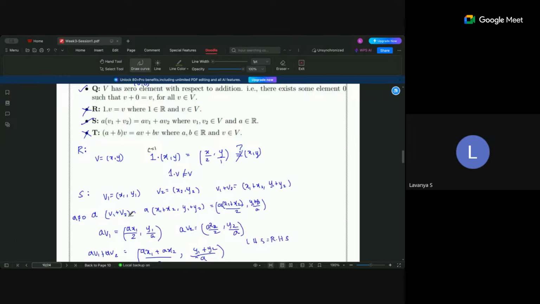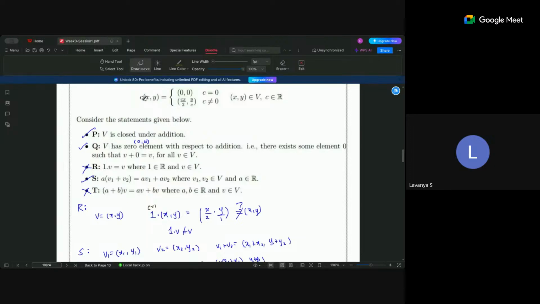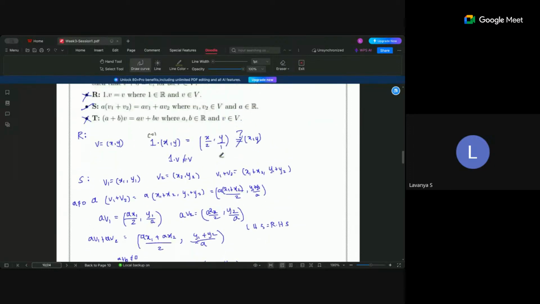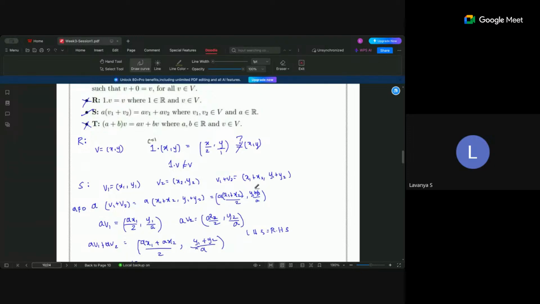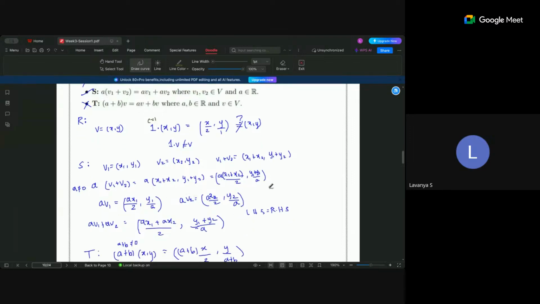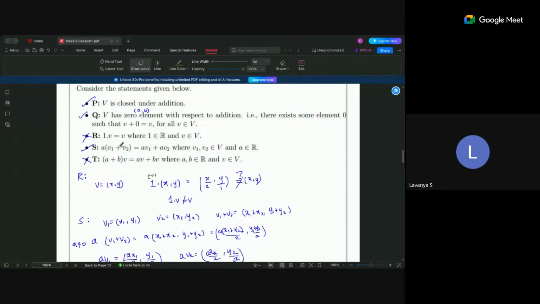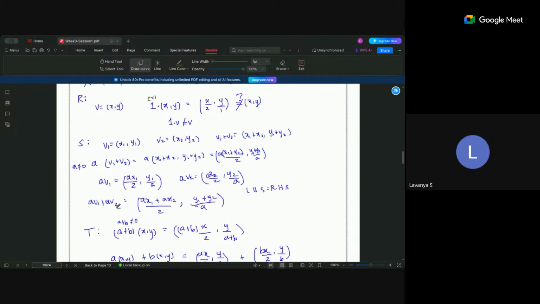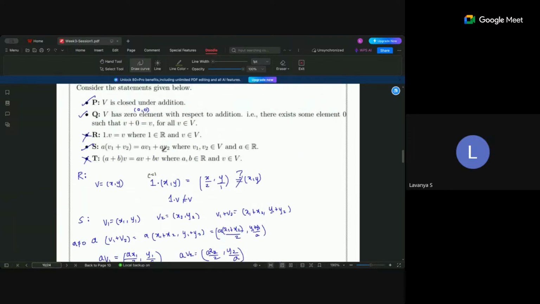That's all. See, v1 and v2 are two vectors like this. This is the sum of the vectors. Now, what is a times of this v1 plus v2? According to the definition, your a is nothing but your c. So in place of x, you have x1 plus x2, and in place of y, you have y1 plus y2, and in place of c, you have a. That is all. Same is happening for these two also. This is your LHS, a times of v1 plus v2, and your RHS is av1 plus av2. Both these expressions are exactly the same, so it means your statement S is correct.